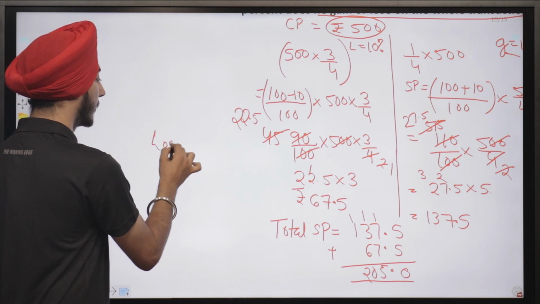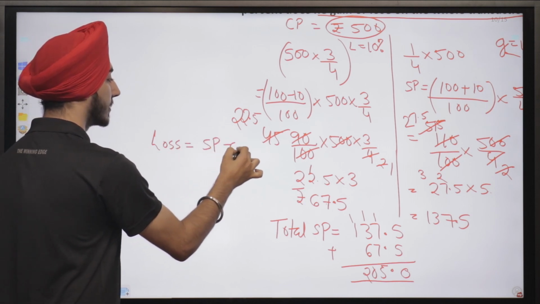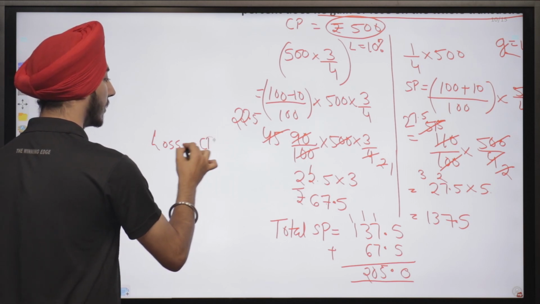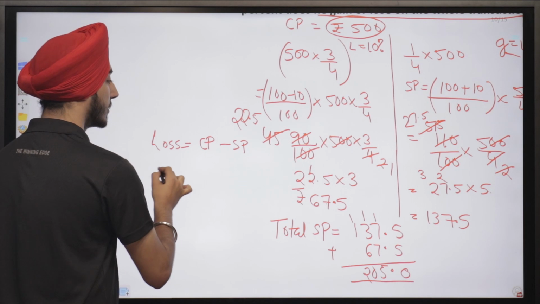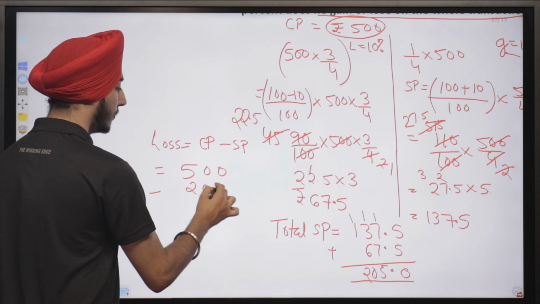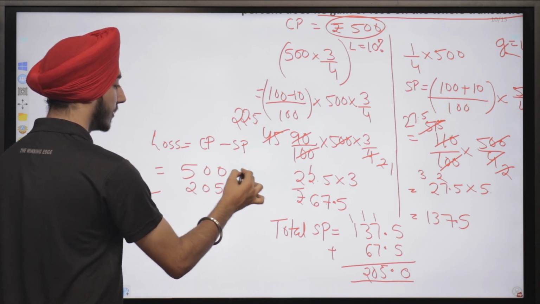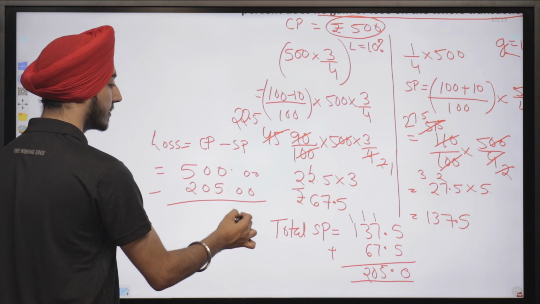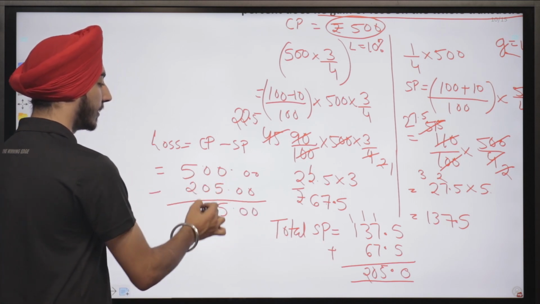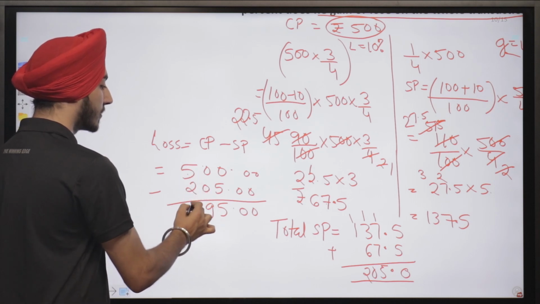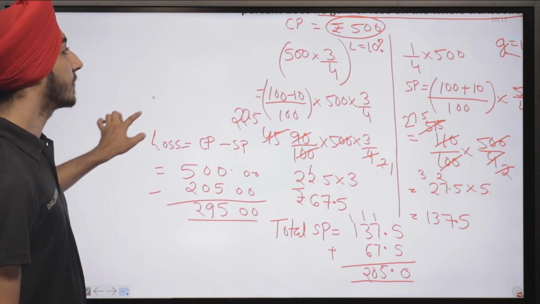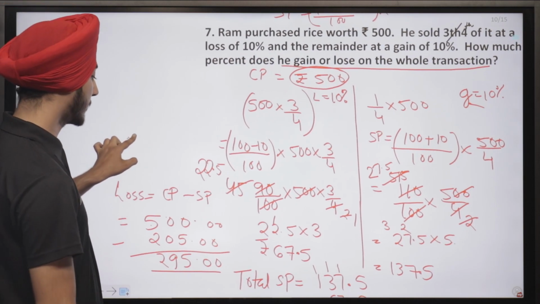Loss will be CP minus SP. That is 500 minus 205 point. That doesn't make sense, but we are just putting it because it was there. 10 में से 5 गया 5, and here 9 में से 0 गया 9, and here 4 में से 2 गया 2. So 295 rupees is the loss that he is incurring, and then we have to find out the loss percent. So loss percent निकाल लेते हैं.